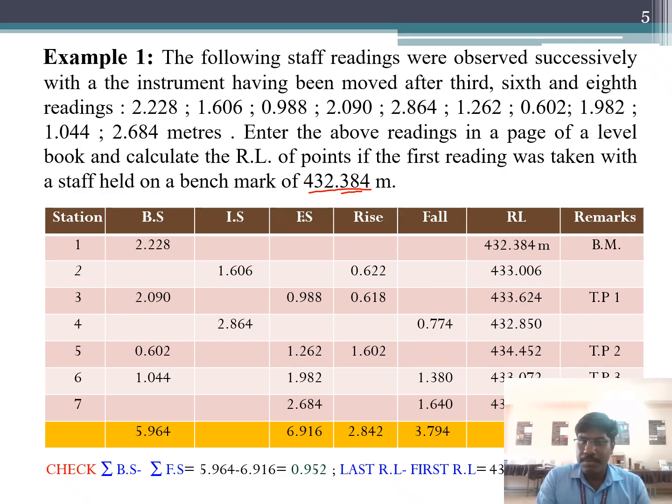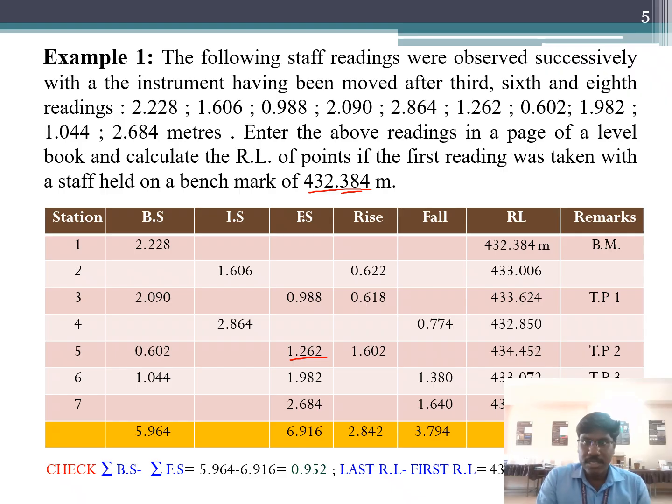So 2.090 is the backside, and the fifth reading 2.864 is intermediate, and 1.262 here we consider as the foresight reading. Why? So after the sixth reading, the instrument is shifted. So for the sixth reading, we can write here 1.262 as the foresight. After the sixth reading, there is 0.602, and this comes as the backside reading 0.602. So corresponding foresight, you can write the 0.602.